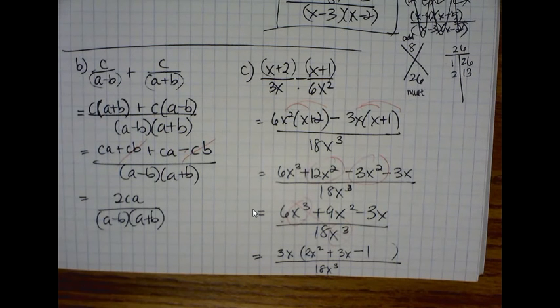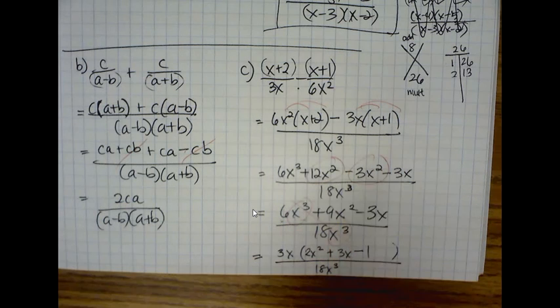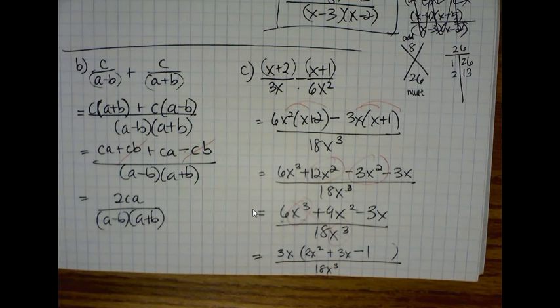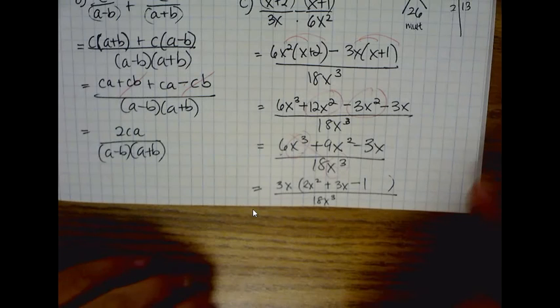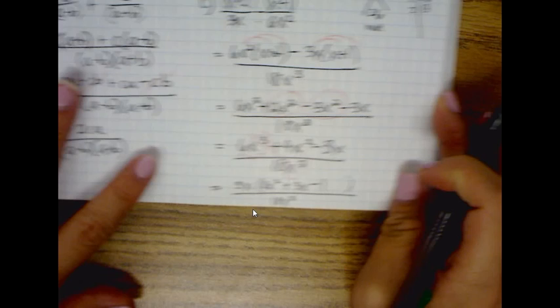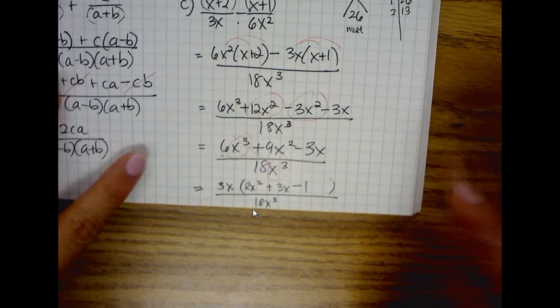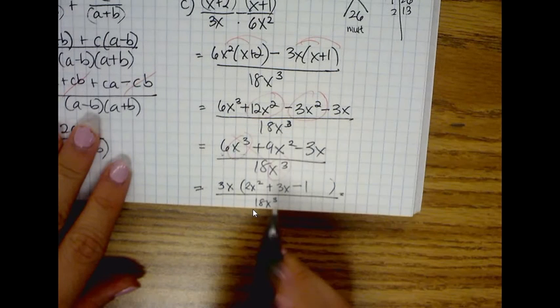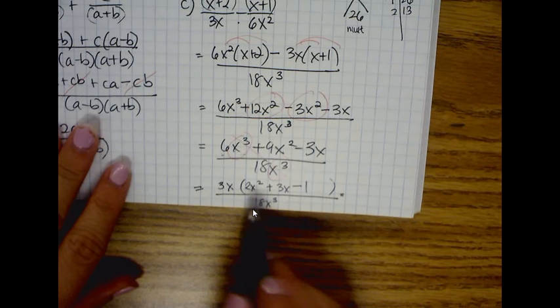Anyway, am I done? No. Why not? Because you can factor more. Can I factor this anymore? Do I have any greatest common factors? No, so what do I do now? The factoring x method. So 2 times negative 1 is negative 2, and then 3 is there. So what two numbers multiply to negative 2 but add up to 3? Nothing?